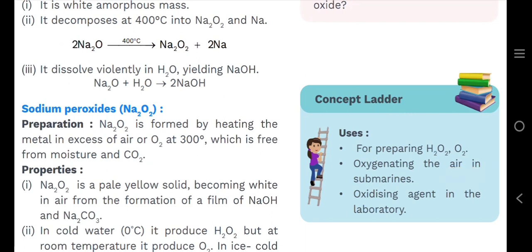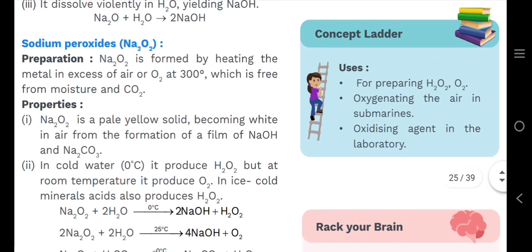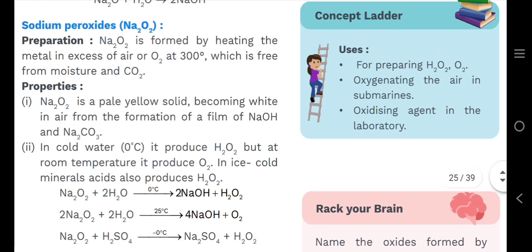Sodium peroxide, Na2O2, is formed by heating the metal in excess of air or O2 at 300 degrees, free from moisture and CO2. Properties: Na2O2 is a pale yellow solid becoming white in air from the formation of a film of NaOH and Na2CO3. In cold water at 0 degrees Celsius, it produces H2O2, but at room temperature it produces O2. In ice cold mineral acid it produces H2O2. Na2O2 plus 2H2O at 0 degrees Celsius gives 2NaOH plus H2O2. At 25 degrees Celsius it gives NaOH plus O2. Na2O2 plus H2SO4 at 0 degrees Celsius gives Na2SO4 plus H2O2.